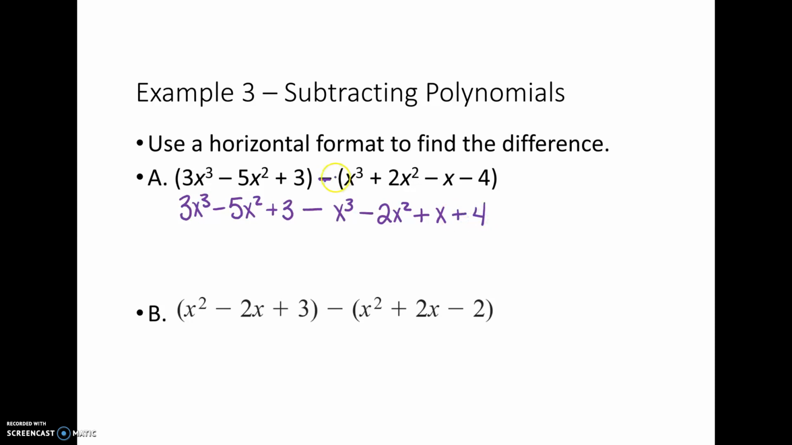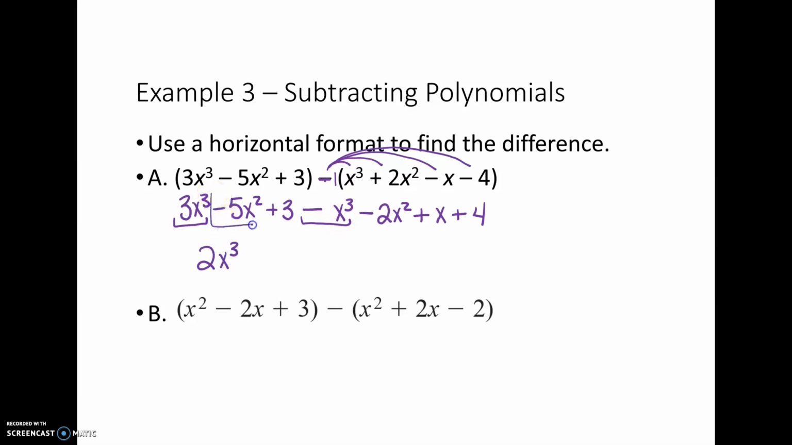So basically, it's like there's a negative 1 in front of this set of parentheses, and we're distributing that negative 1 to every term. You have to subtract everything in that second polynomial. Once you've rewritten it, applying that negative to everything in the second polynomial, now it's combining like terms. So x to the third, I've got this one and this one. So 3x to the third minus x to the third, that would be 2x to the third.